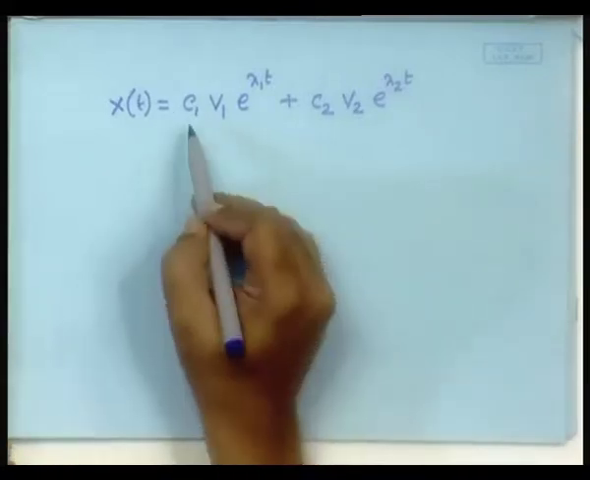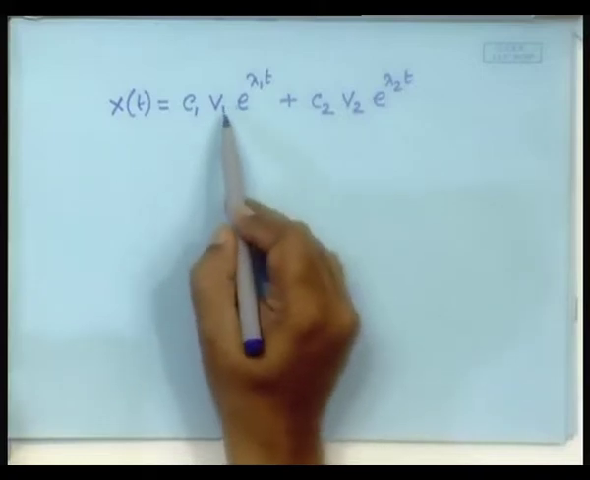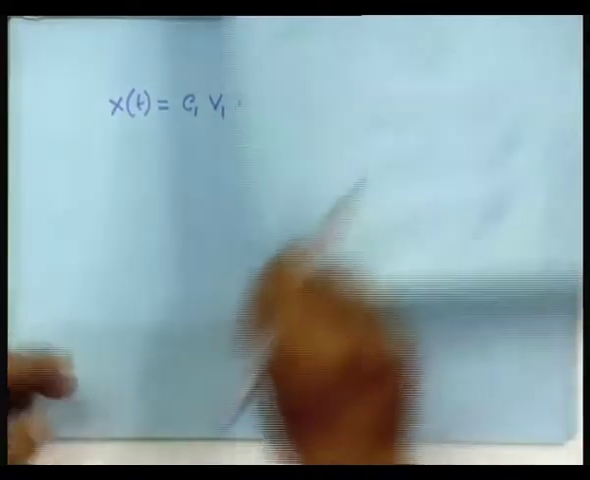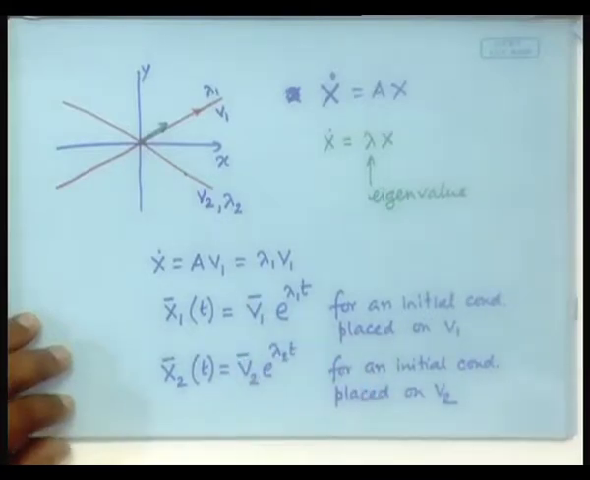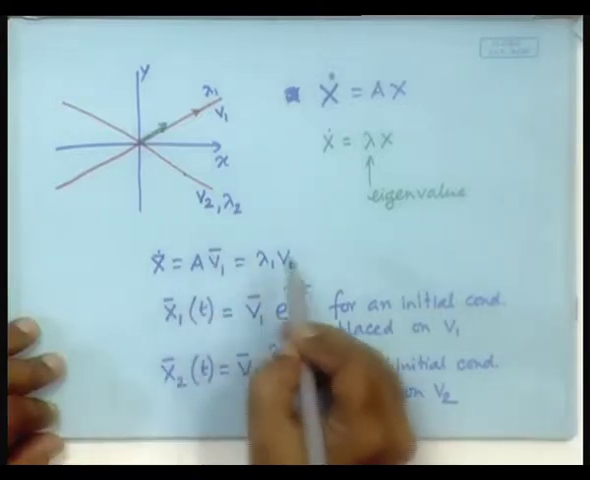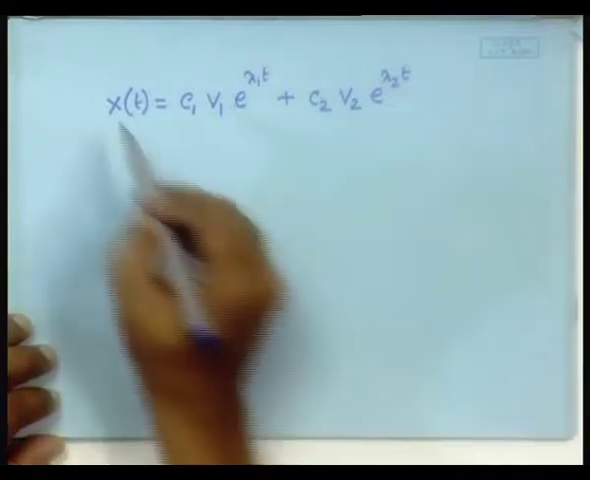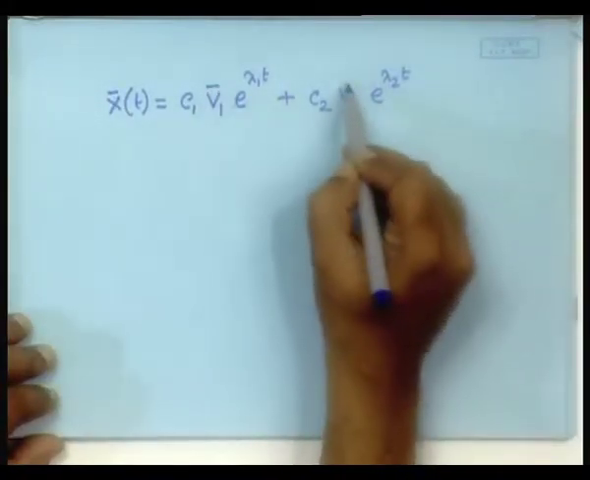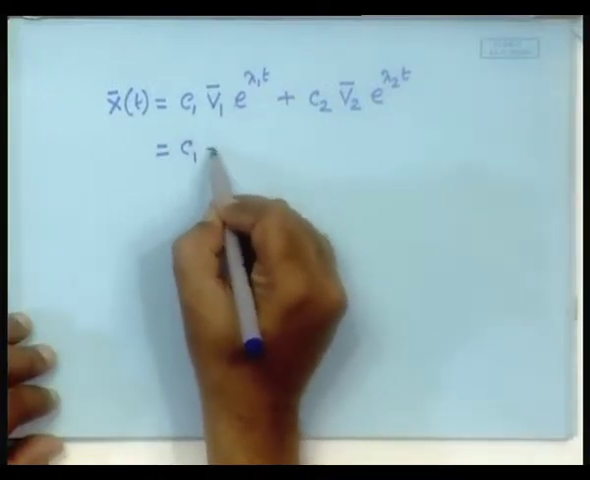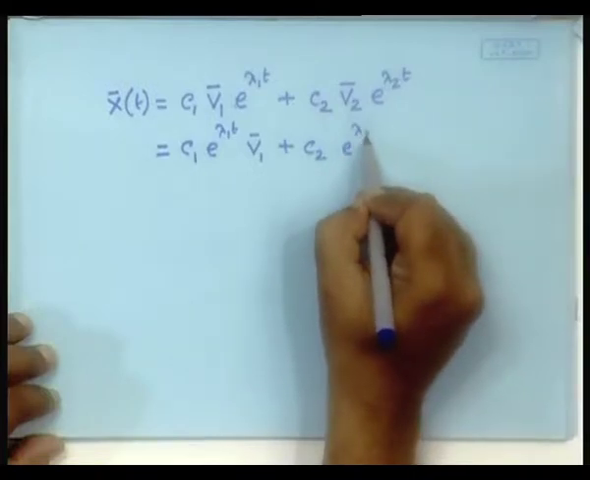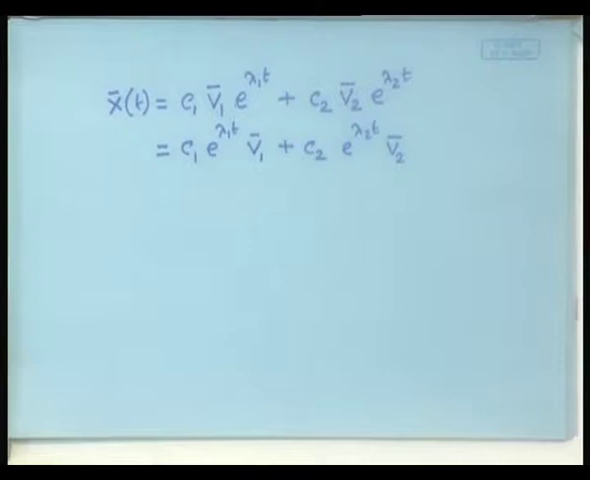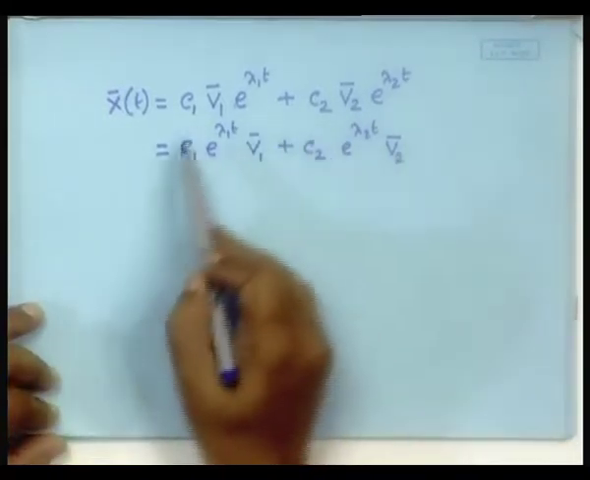Normally C1 is a number, C2 is also a number, but V1 and V2 are vectors. If I want to distinguish between the numbers and the vectors, I should put some kind of symbol meaning that these are vectors. So x of t is equal to C1 e to the power lambda 1 t times the vector V1 plus C2 e to the power lambda 2 t times V2. Let us just do an example. We will understand what this means after we work it out.